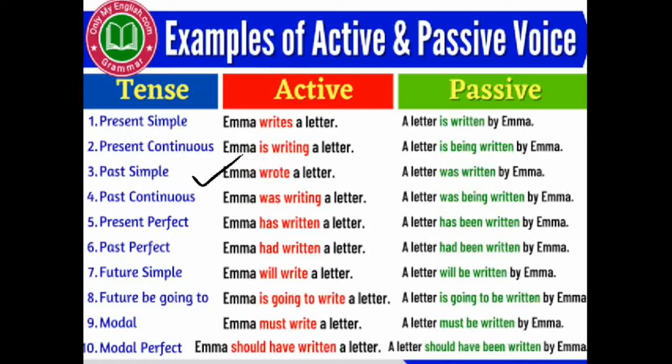Next, Emma wrote a letter. Emma is the subject, wrote is the verb, a letter is the object in active voice. Now you have to change this sentence into passive voice. The sentence will become a letter was written by Emma. A letter is the object, was written is the verb, Emma is the subject in passive voice. The word wrote in active voice and was written in passive voice shows you past simple tense.